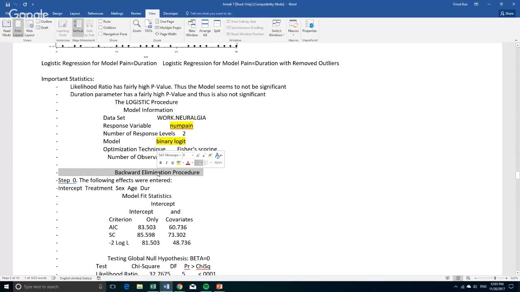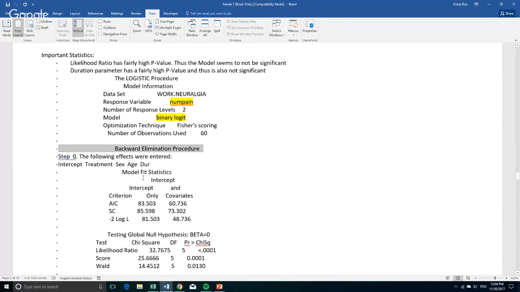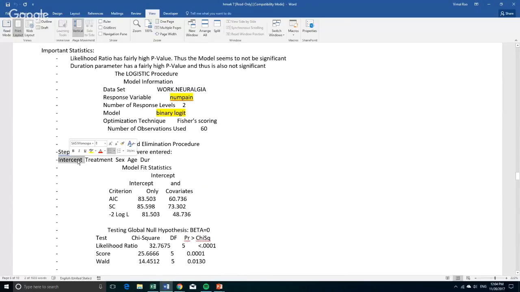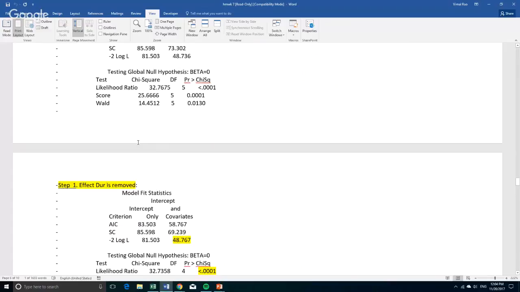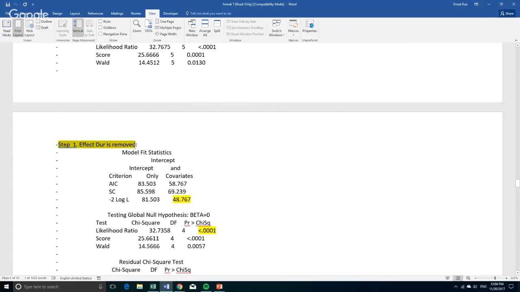It's using backward elimination. So if you remember, I talked about the different selection methods. Backward elimination means that we're going to start with a full model that we discussed, and we'll remove variables that are insignificant one at a time. So we're starting with an intercept, treatment, sex, age, and duration.